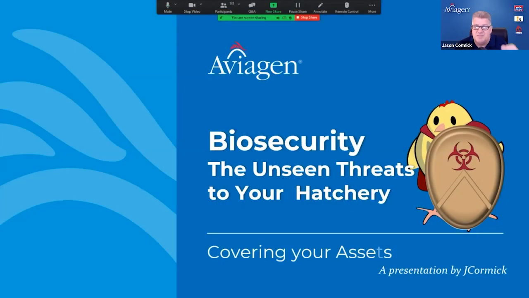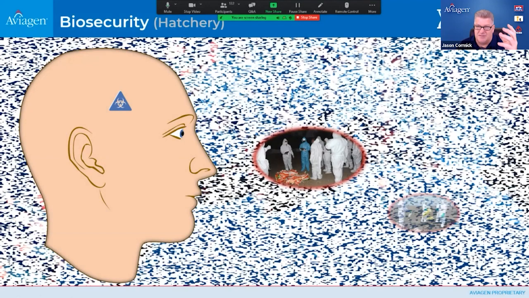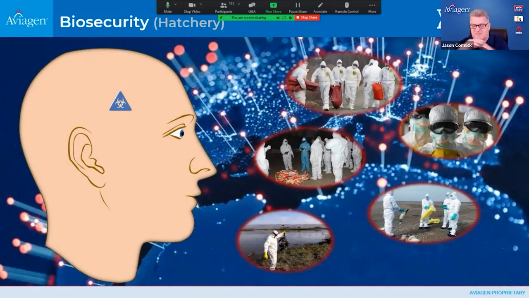We're going to be talking about biosecurity, the unseen threats to your hatchery, because it's kind of come into the forefront of our minds at the moment, especially in North America, Canada, where avian influenza has popped up all of a sudden.